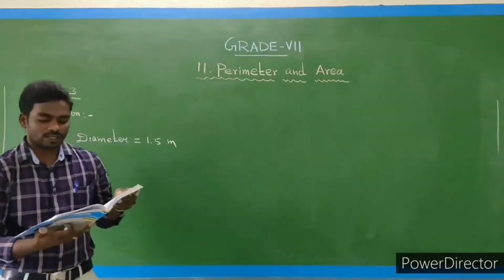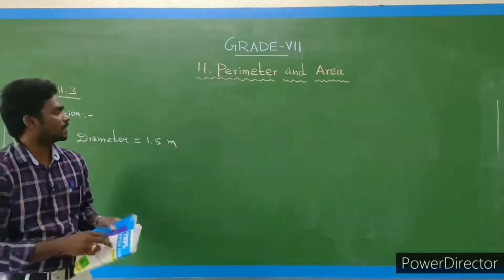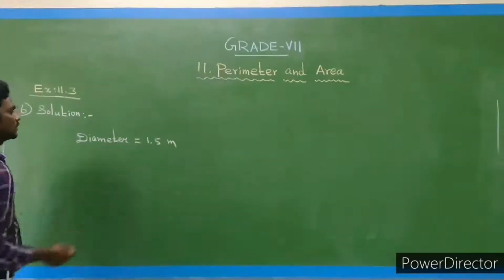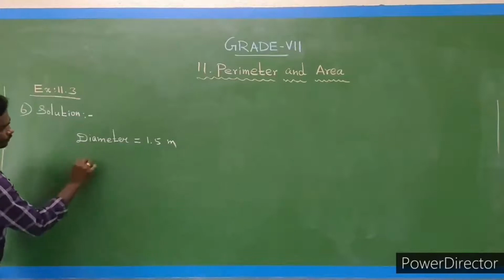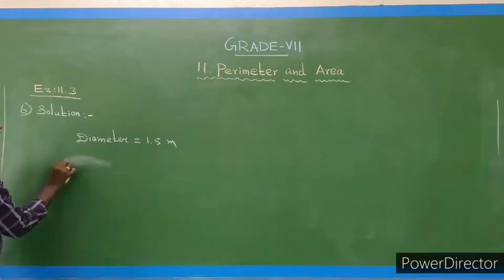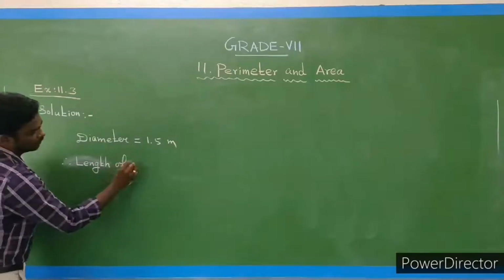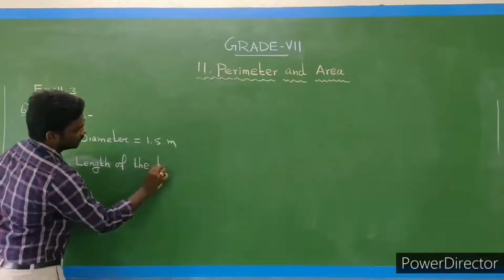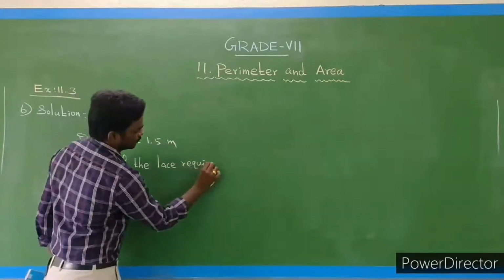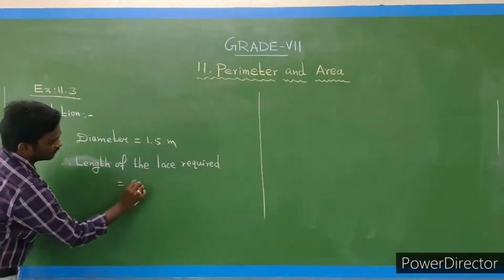Next, find the length of the lace required. Length of the lace required means we want to find the circumference of the circle, and also find its cost. Therefore, length of the lace required is equal to the circumference of the circle.